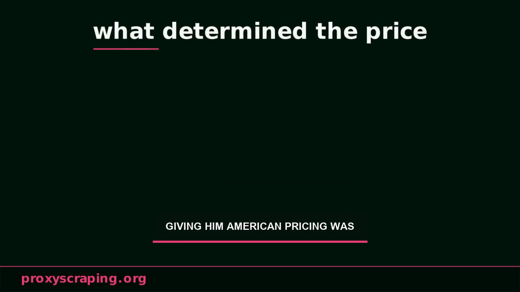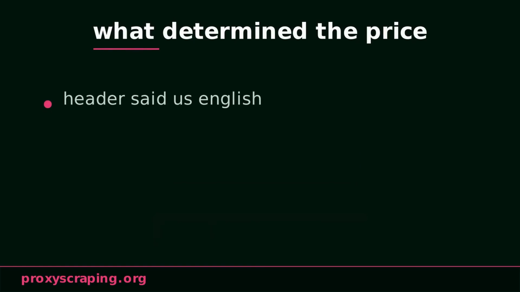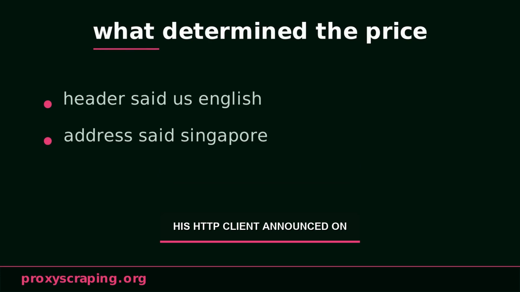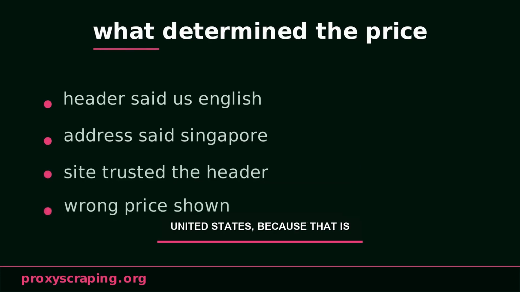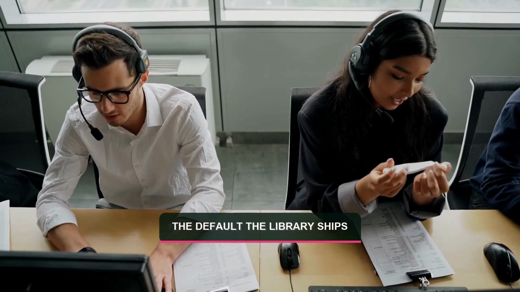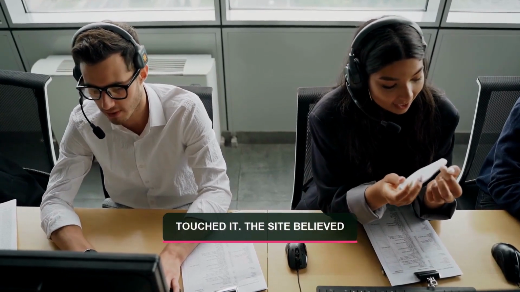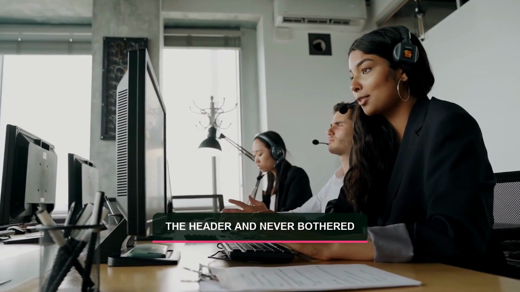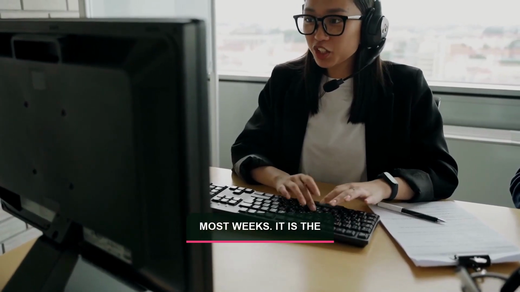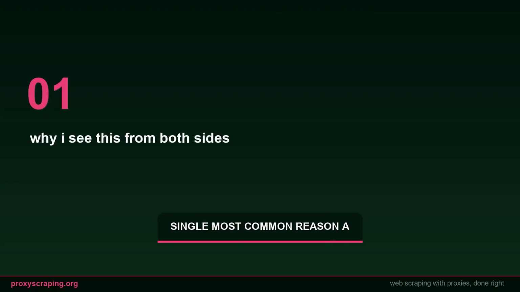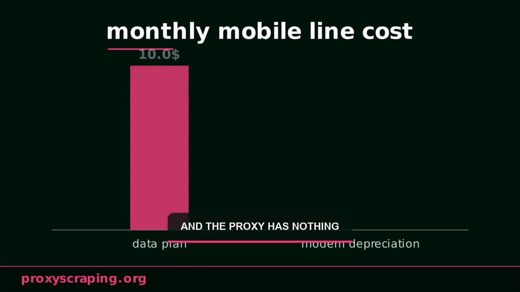What was giving him American pricing was his own code. His HTTP client announced on every request that it preferred English as spoken in the United States, because that is the default the library ships with, and he had never touched it. The site believed the header and never bothered with the address. I get some version of that ticket most weeks. It is the single most common reason a geo-proxy appears not to work, and the proxy has nothing to do with it.